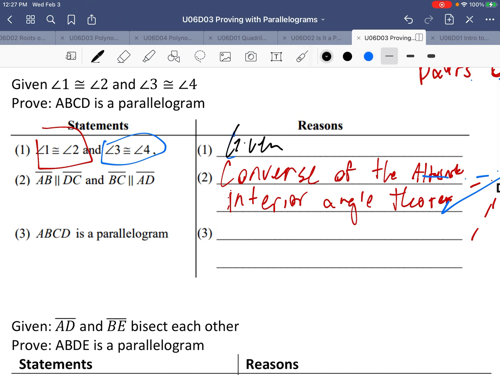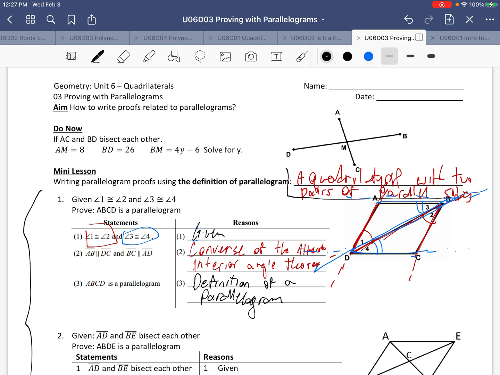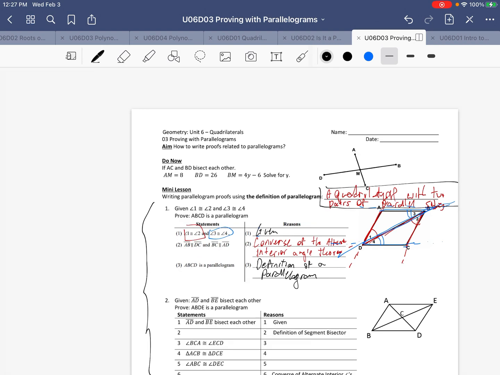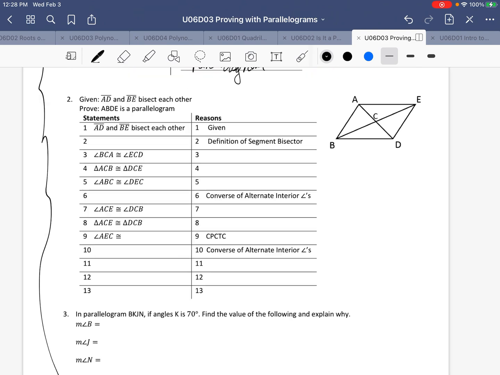Now, ABCD will be a parallelogram by the definition of a parallelogram. Because we've discussed what the definition of a parallelogram is. We've now stated that there are two pairs of parallel sides. They are both part of the quadrilateral. Therefore, it is a parallelogram. All right. Let's move on to the next proof.